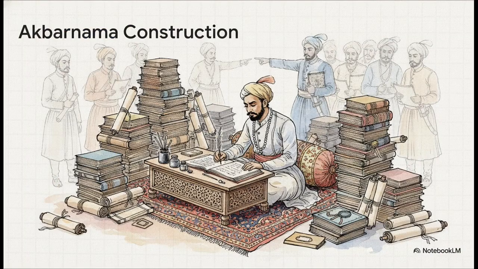The sheer rigor of this documentation is honestly astounding, particularly with the Akbarnama. The official historian, a guy named Abul Fazl, didn't just write down what he heard. He gathered testimonies from veteran officials and would sometimes cross-reference up to 20 different witnesses for a single event. He pulled original commands directly from the State Records Office, and if there were ever contradictions, he went straight to Emperor Akbar himself to verify the exact details.